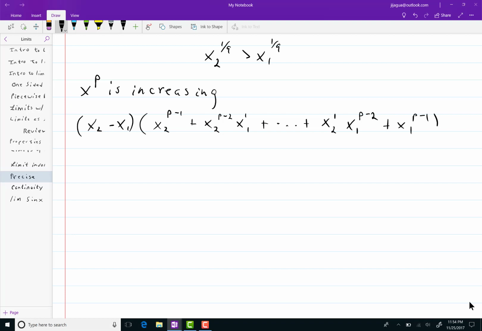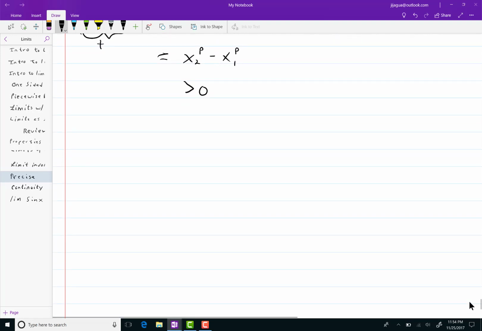All that stuff equals x2 to the p minus x1 to the p. So if x2 was greater than x1, then this piece right here is positive. All of the numbers involved in here are positive. So I have a positive times a positive. That tells me that this thing is greater than 0. So I have that those two things are increasing functions.